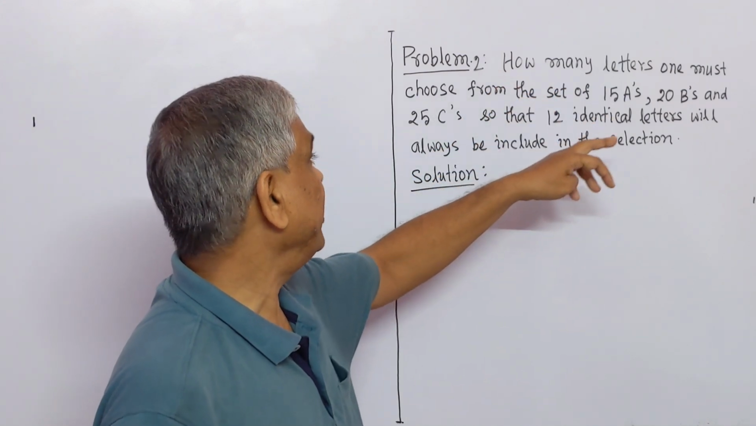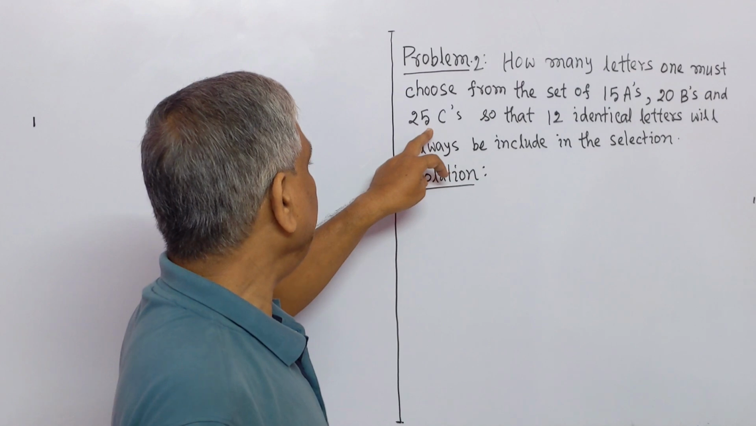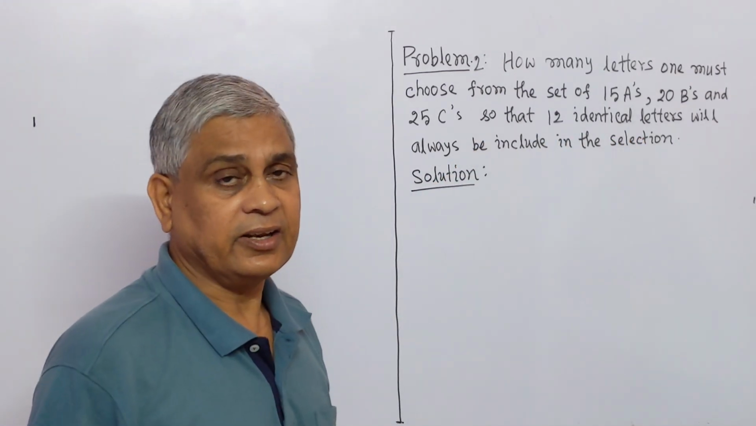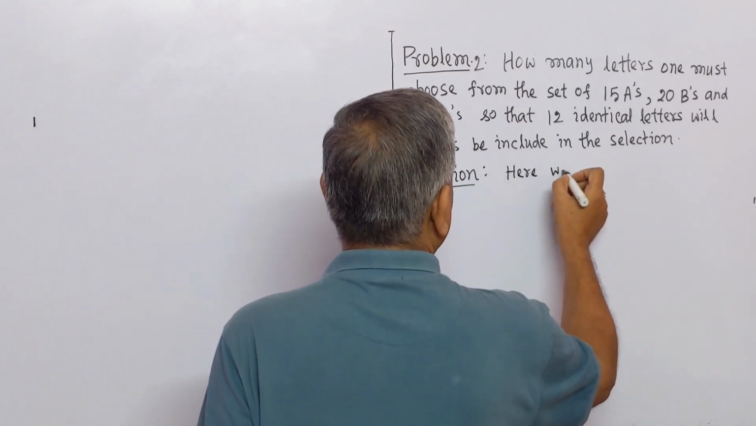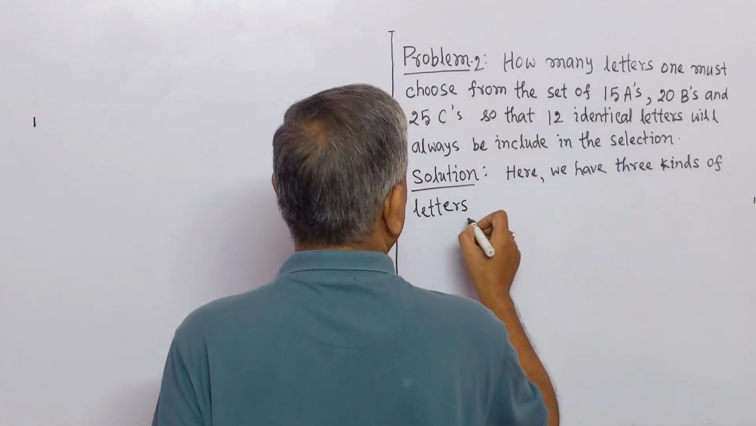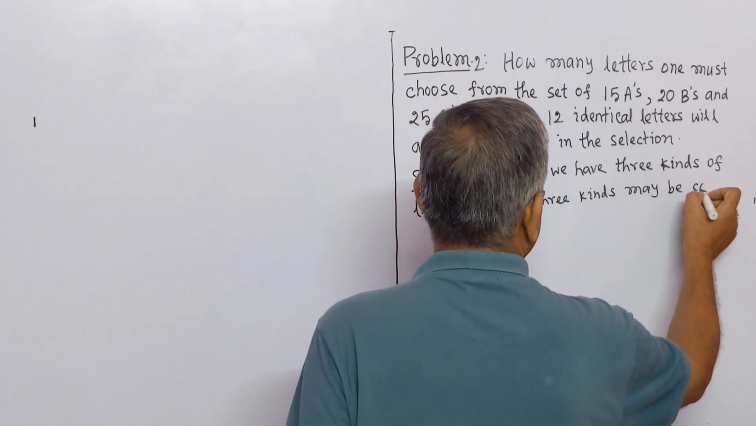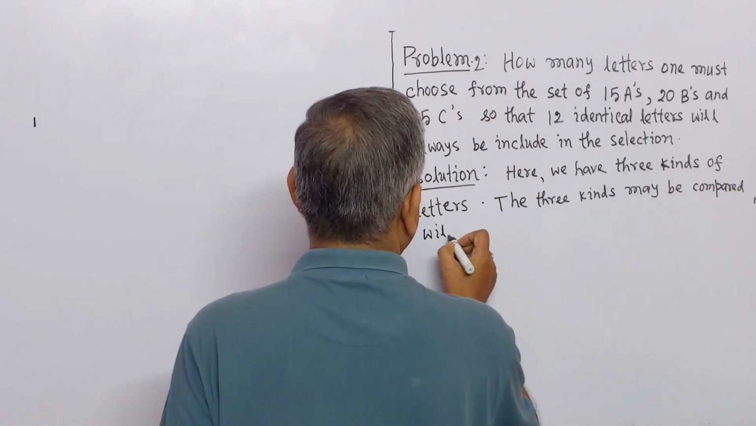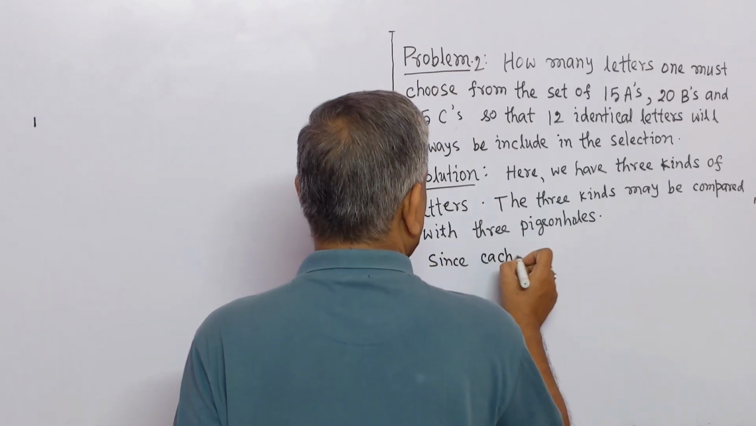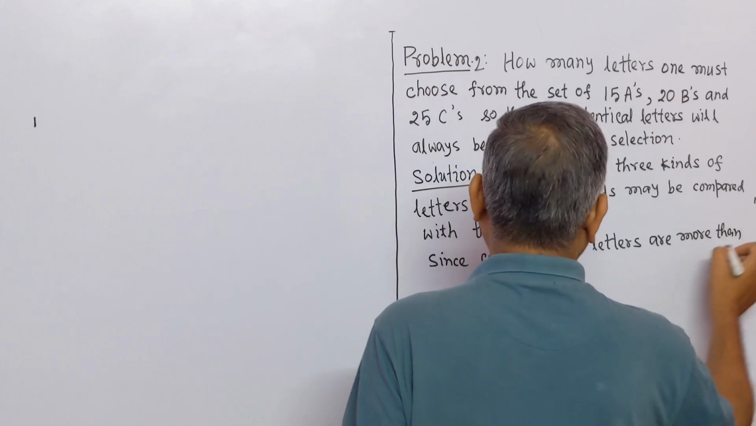Problem is how many letters one must choose from the set of 15 A's, 20 B's and 25 C's, so that 12 identical letters will always be included in the selection. Here we have 3 kinds of letters. These 3 kinds may be compared with three pigeonholes, since each kind of letters are more than 12.